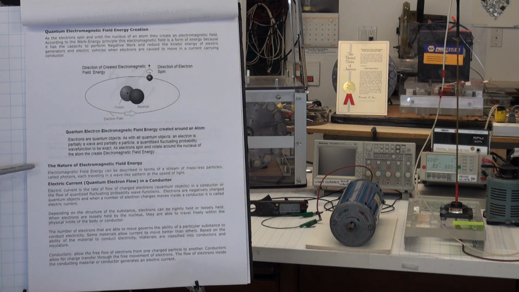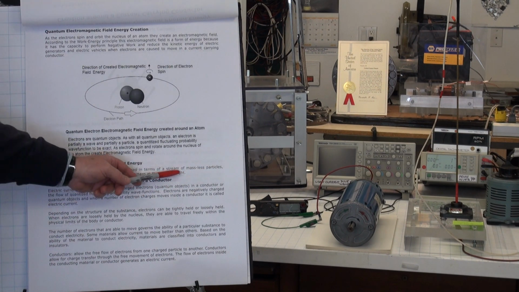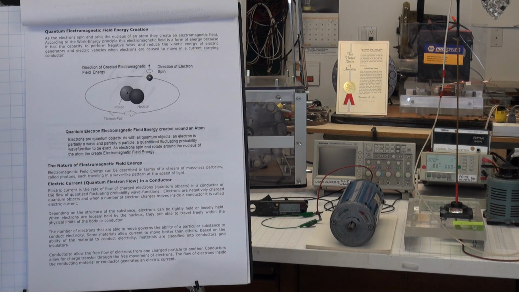The nature of electromagnetic field energy. Electromagnetic field energy can be described in terms of a stream of massless particles called photons, each traveling in a wave-like pattern at the speed of light. So, an electromagnetic field is a stream of massless particles called photons, each traveling at the speed of light in a wave-like pattern.